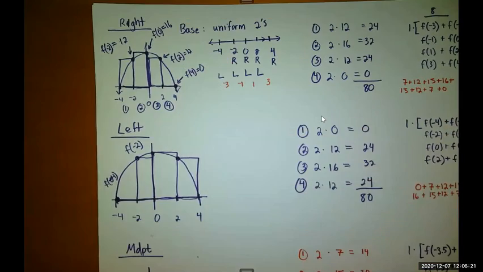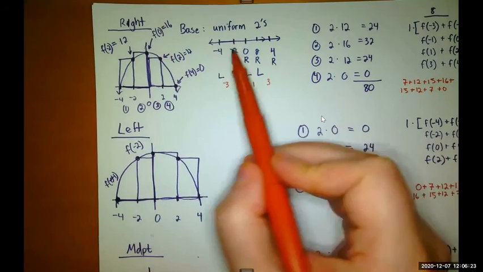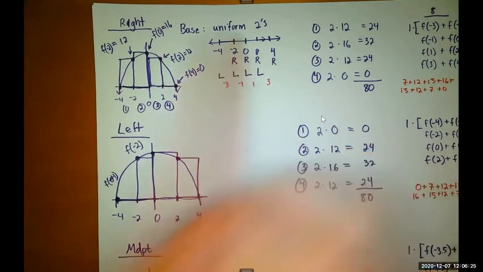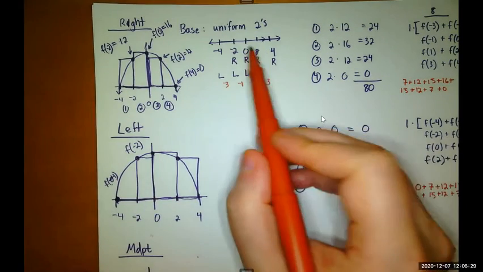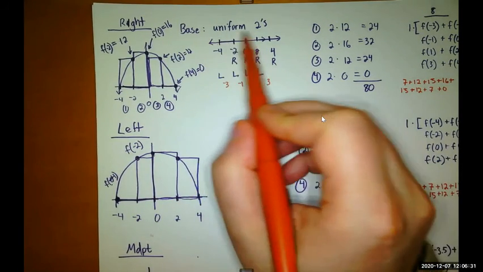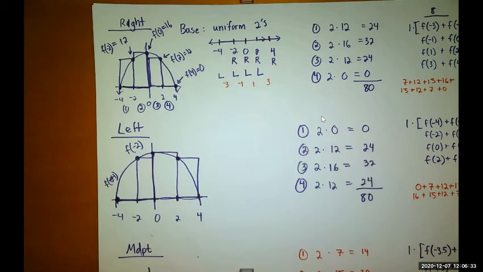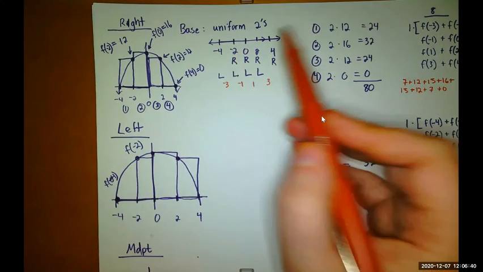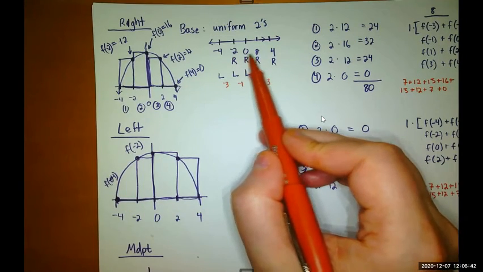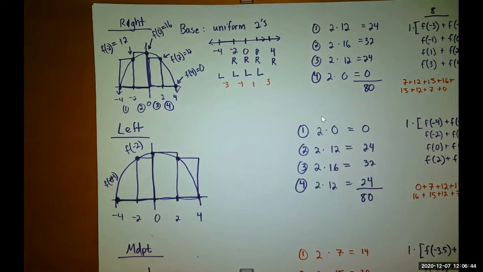Quick recapitulation. We looked at 3 different styles of rectangles, looking at the same interval from negative 4 to positive 4. We said that we're going to do a uniform base of 2 units. So that meant that the first rectangle was going from negative 4 to negative 2, the second rectangle from negative 2 to 0, the third rectangle from 0 to 2, and the fourth rectangle from 2 to 4.